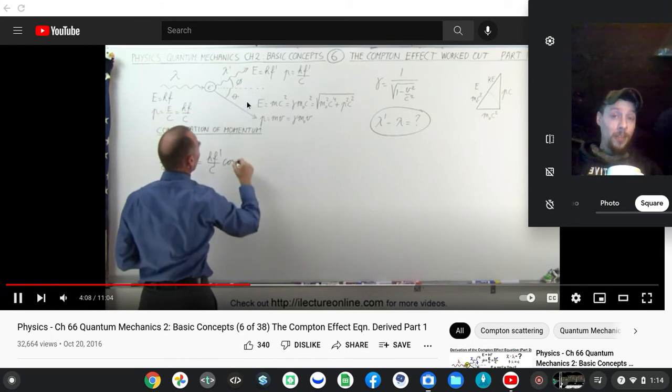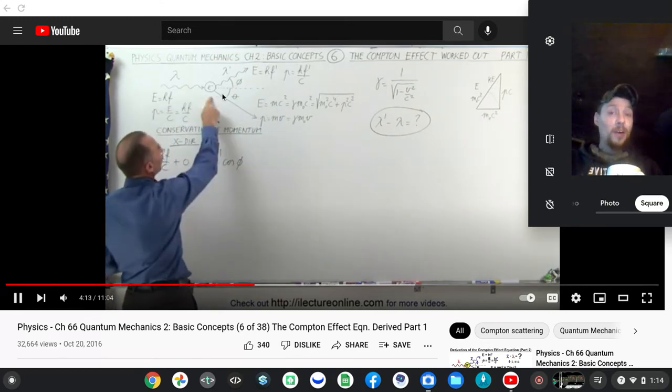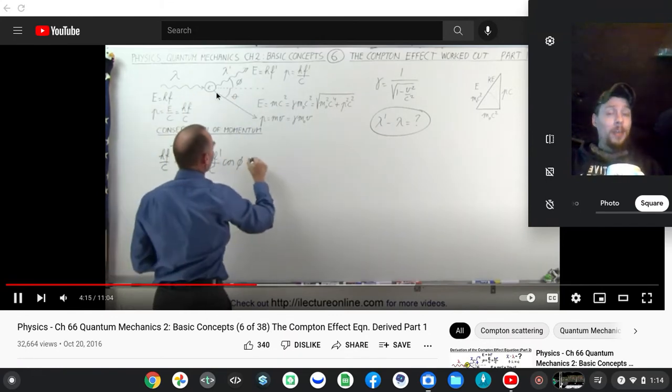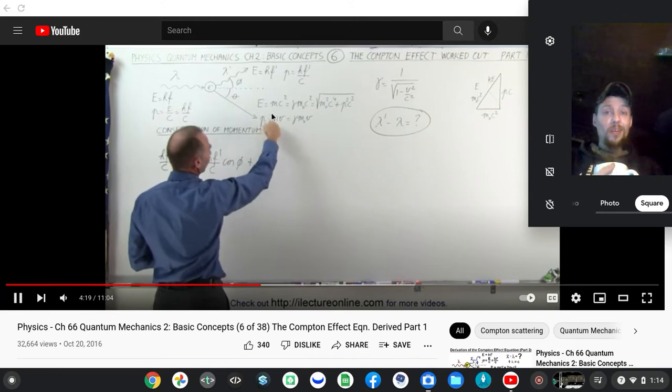In this case we use the angle phi. Well, if the photon has momentum in the x direction, we already know about it. We're going to use that.